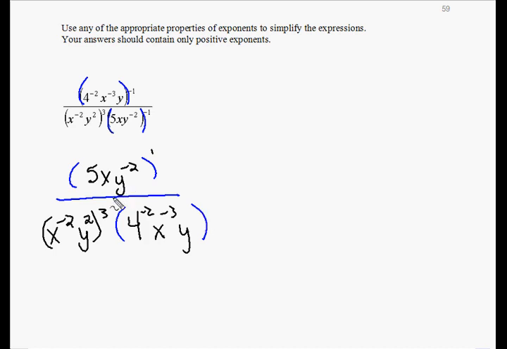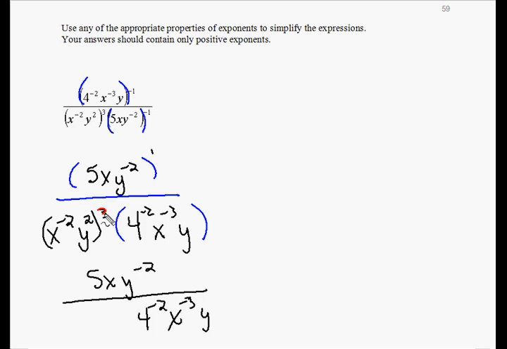Now what are these parentheses doing? These parentheses are indicating that you're going to raise everything inside to the third power. But the parentheses in the numerator and over here in the denominator aren't really doing anything. So I'm going to write the numerator without those parentheses, 5x y to the negative 2, and here in the denominator, 4 to the negative 2, x to the negative 3, and y. But this expression needs to be raised to the third power.